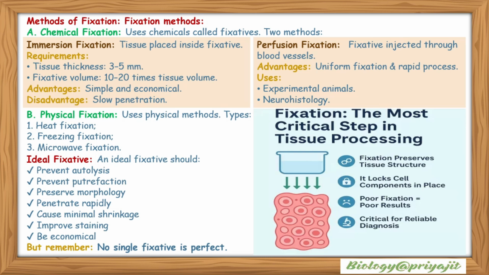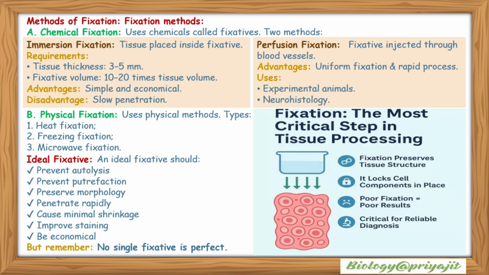Perfusion fixation: fixative is injected through a blood vessel. It gives uniform fixation and it's a rapid process. It uses experimental animals and is used in neurohistology. Physical fixation uses physical methods like heat fixation, freezing fixation and microwave fixation. Ideal fixatives should prevent autolysis, prevent putrefaction, preserve morphology, penetrate rapidly and cause minimal shrinkage, improve staining and be economical. But remember, no single fixative is perfect.